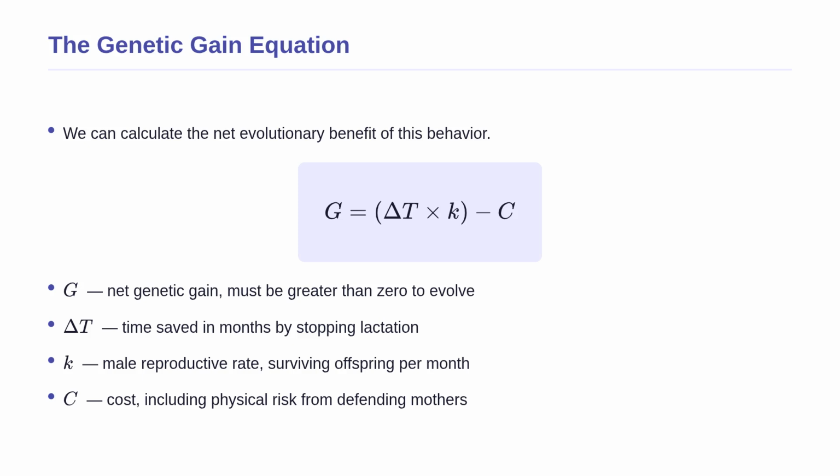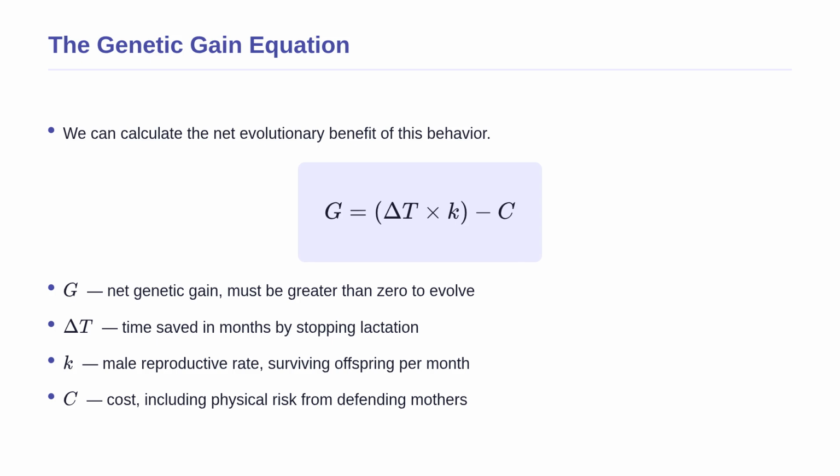Now that we understand the biological motivation, let us look at the mathematics behind this strategy. This formula calculates the net evolutionary benefit of committing infanticide. The variable g represents the net genetic gain. For this behavior to evolve, g must be greater than 0. Delta t represents the time saved, usually measured in months, because the female stops nursing and becomes fertile again.